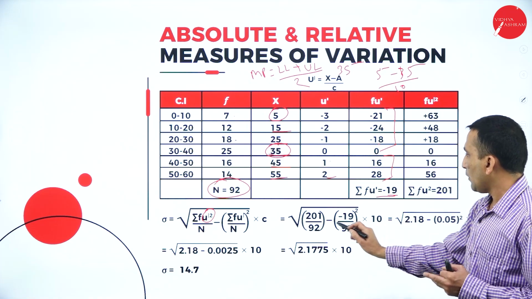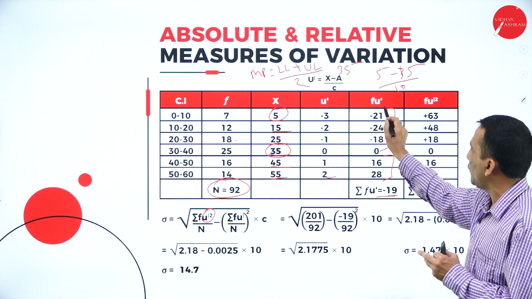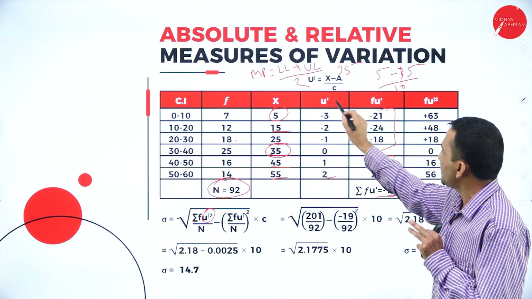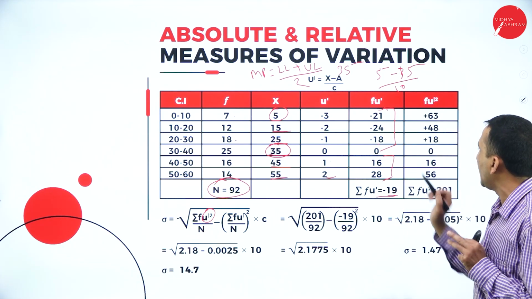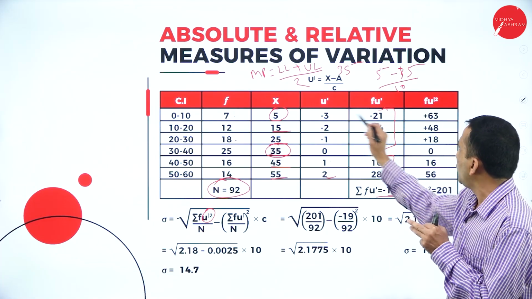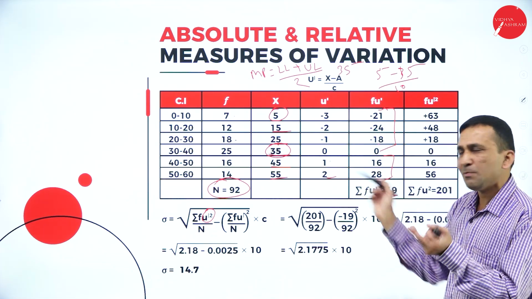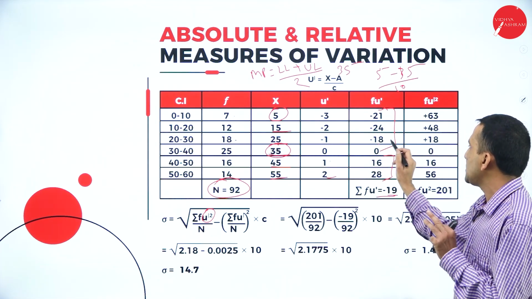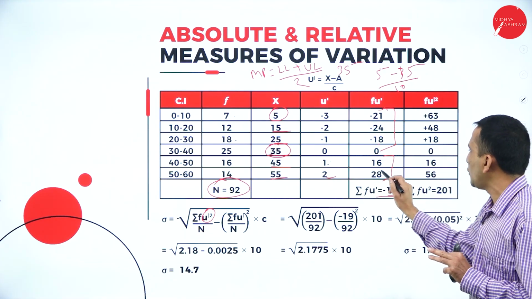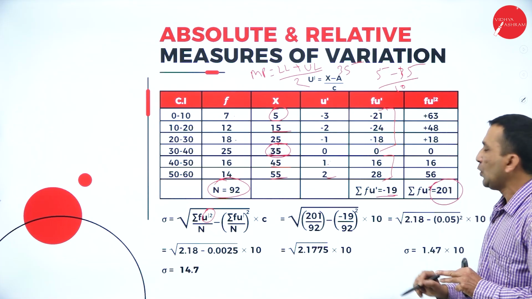Now according to the formula, we need to get fu dash square. How are we getting it? We already have fu dash, so just multiply with the respective u dash, and then fu dash square comes. So minus 21 into minus 3, minus into minus is plus, 21 into 3 is 63, 24 into 2 is 48, minus into minus is plus, 18 into 1 is 18, 0 is 0, 16 into 1 is 16, 28 into 2 is 56. After taking all this total, we get 201.